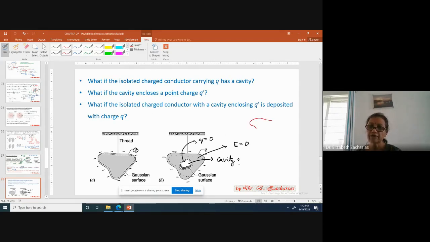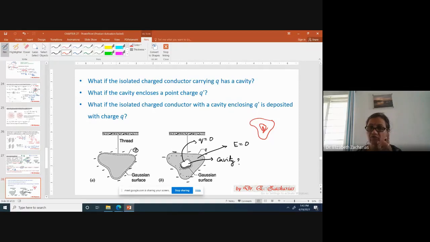What if I have my conductor like this? I put a charge Q. I have a cavity, and inside the cavity, I have a charge Q prime. Please listen again. I have a conductor. Inside that there is a cavity, and inside the cavity there is a point charge Q prime. And let outside have no charge. That is, the body of this conductor is not going to have any charge, but inside the cavity there is a Q prime. Now how will equilibrium be reached?